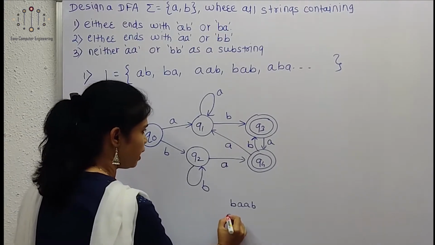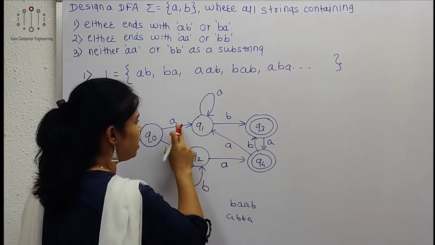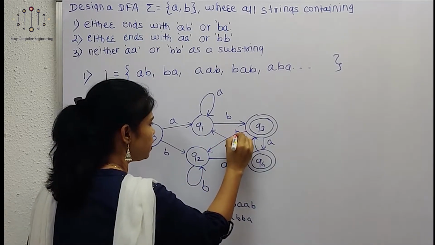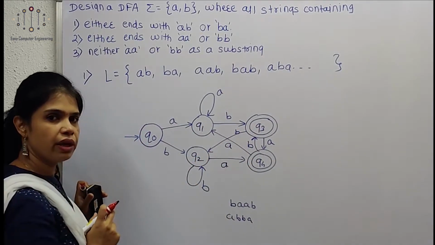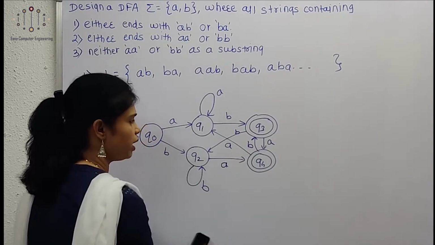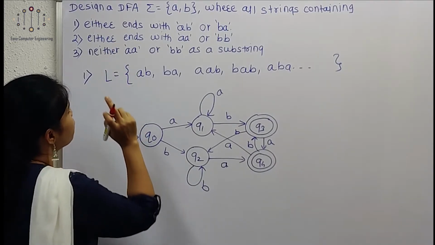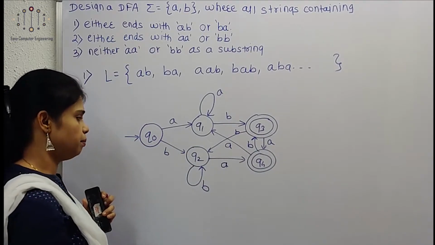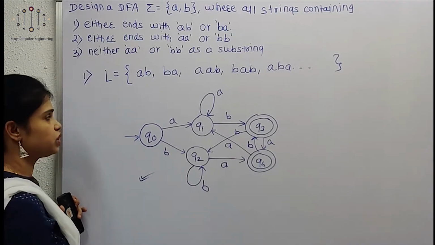Same with ABBA: AB, and here we can show BA, ABBA. So in this way we can show the transitions from Q3 and Q4 for A and B. So this is the DFA for all strings that end with either AB or BA. Now show the transition diagram, acceptance and rejection for this.